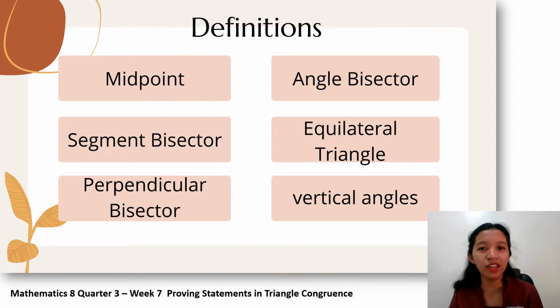Here are some definitions that were tackled in your past lessons. We have midpoint, angle bisector, segment bisector, equilateral triangle, perpendicular bisector, and also vertical angles. We are going to use these to support our statements as we go on proving. These are just some of the definitions. There are still a lot of definitions in geometry that we may use in proving.